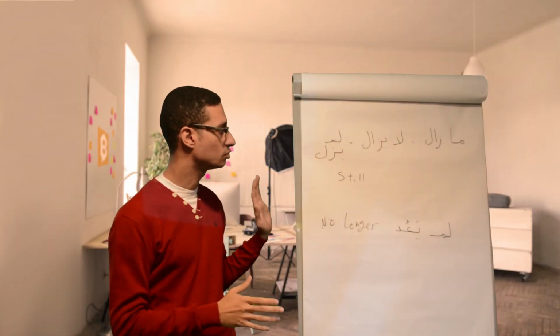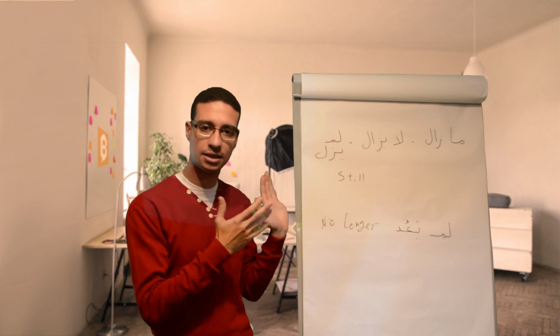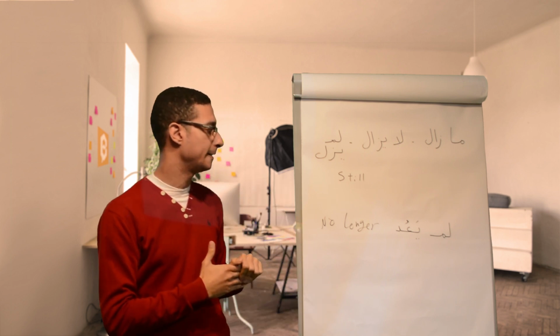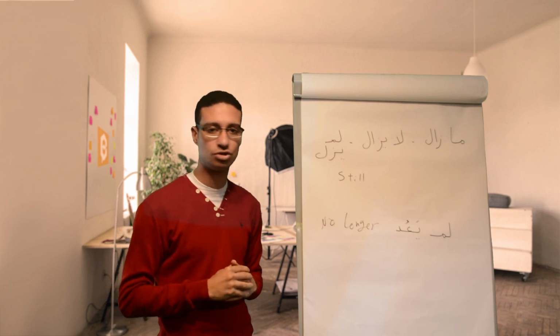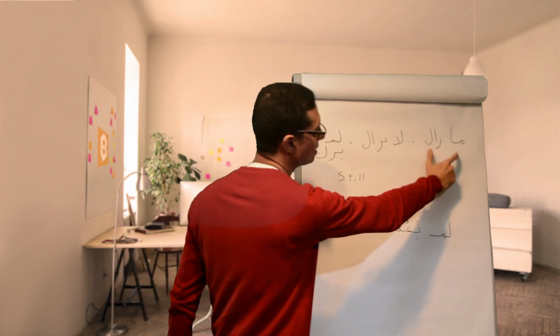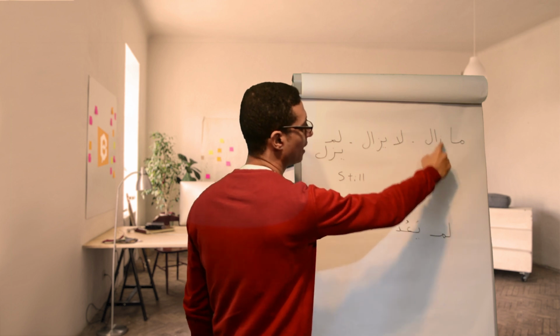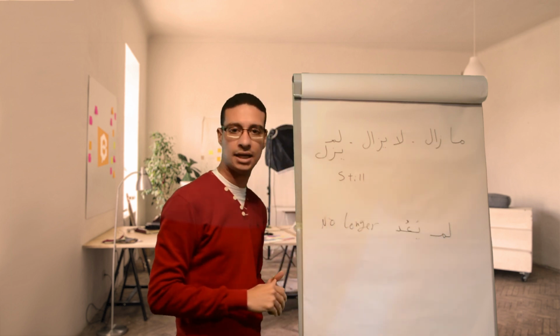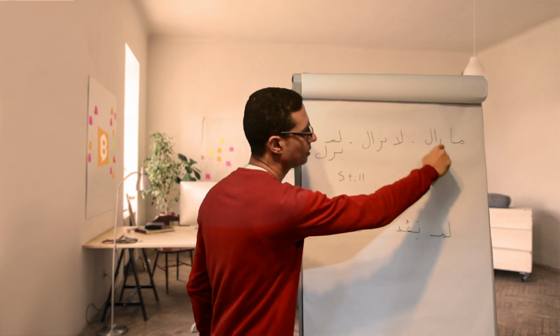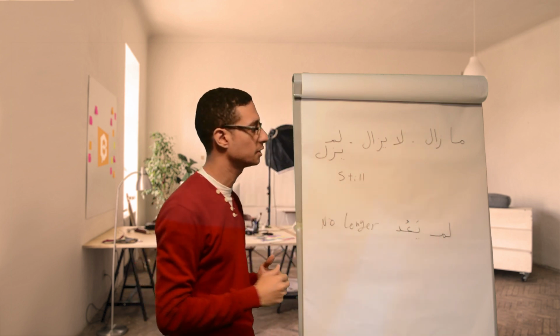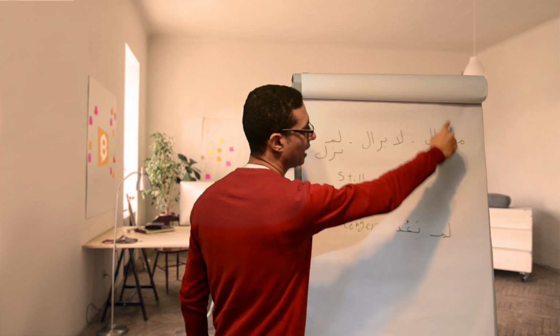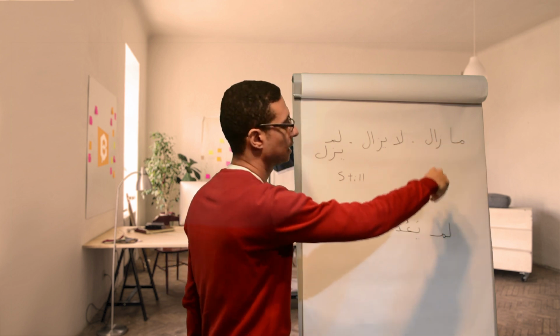Today we are going to study two expressions in Standard Arabic that are sometimes confusing even for advanced students. The first one is ma zala. The verb zala is always negated. Zala literally means to vanish, so with the negation, it means didn't vanish.